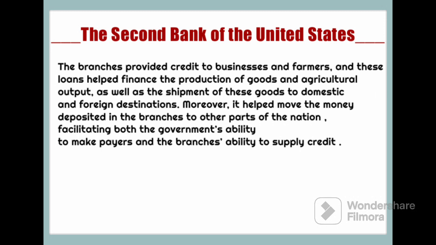The branches provided credit to businesses and farmers, and these loans helped finance the production of goods and agricultural output, as well as the shipment of these goods to domestic and foreign destinations. Moreover, it helped move the money deposited in the branches to other parts of the nation, facilitating both the government's ability to make payments and the branches' ability to supply credit.